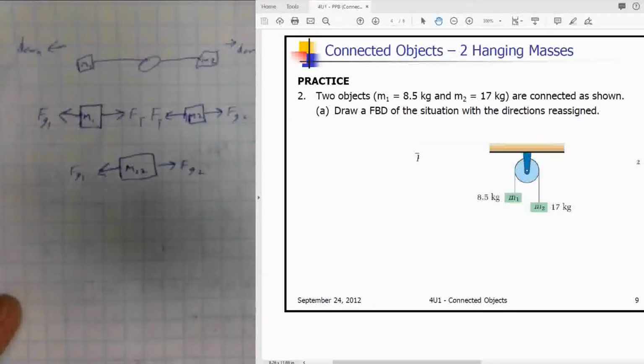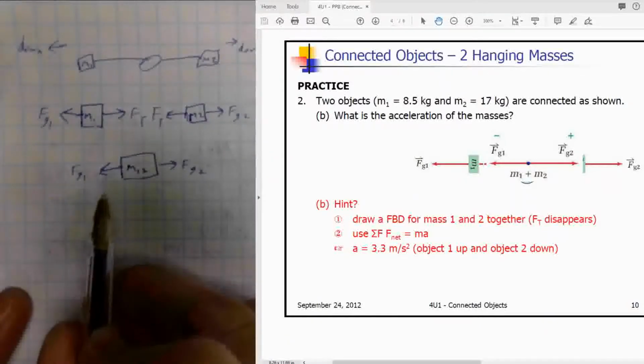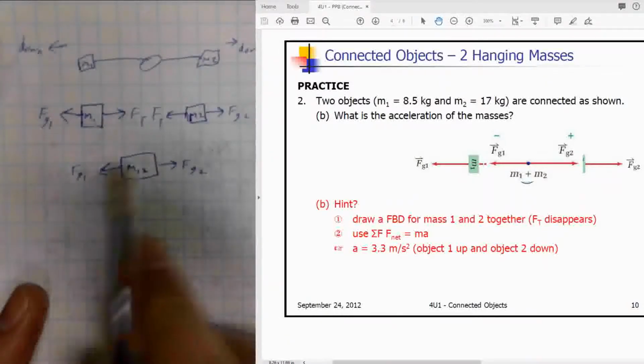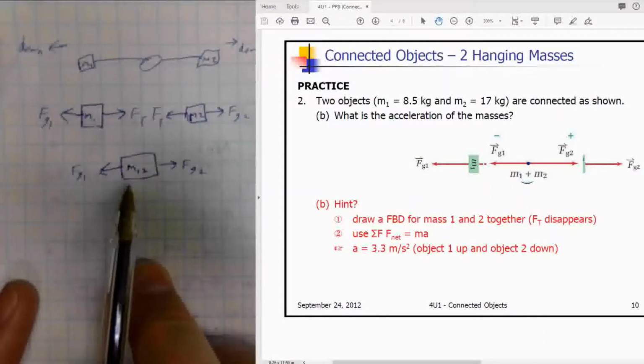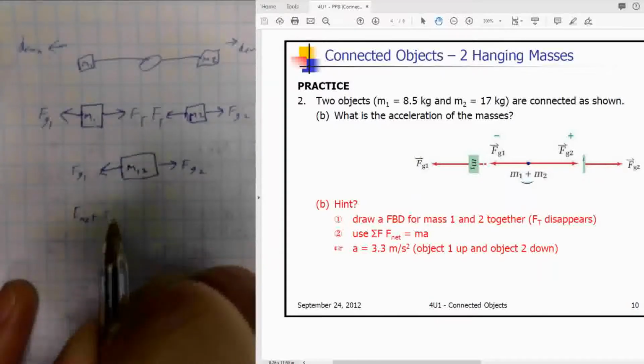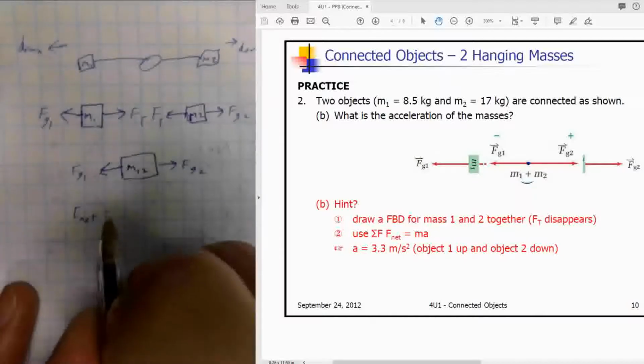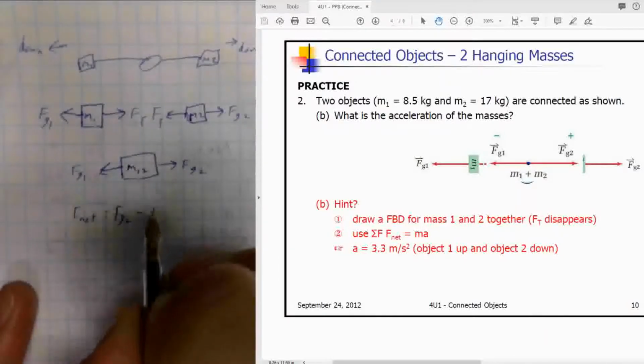So the next part of this question, after we considered the free body diagram, is to determine what's the acceleration of the mass. And there's some hints on how to do this. Let's go through this here. So we now have the system as a whole. Let's see what is F net. F net is going to be, I'll take the positive to be the larger one, so it'll be Fg2 minus Fg1.